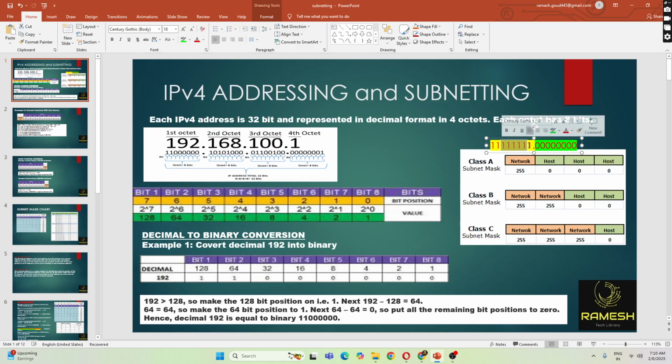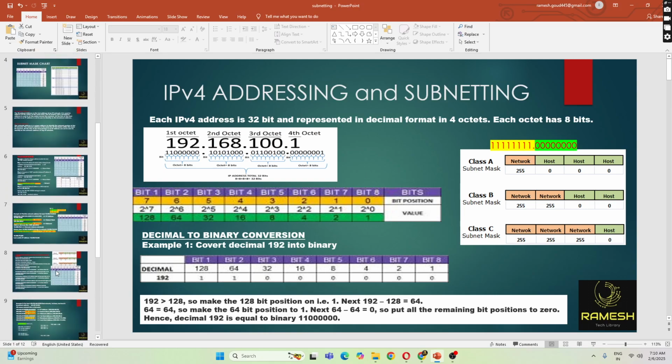That's why if all become ones, what is the value? It is 255, right? 128 plus 64, 32, 16. You remember the bit positions 1, 2, 3, 4, 5, 6, 7, 8. If all bit positions are 1, you add all the values and the value becomes 255. Understood? Now before going to discuss subnetting, let's discuss this.